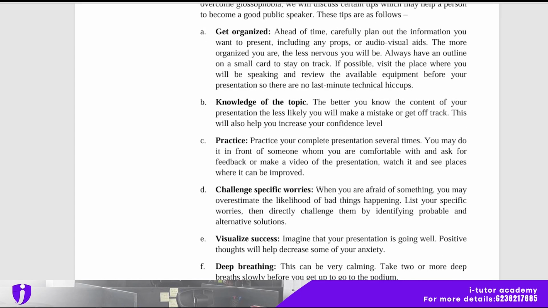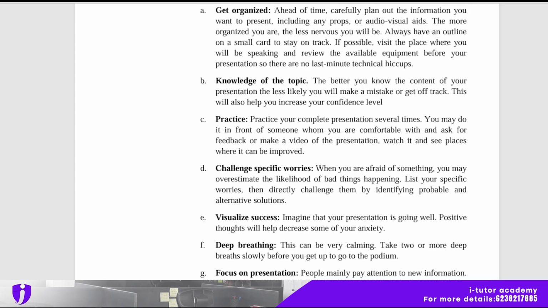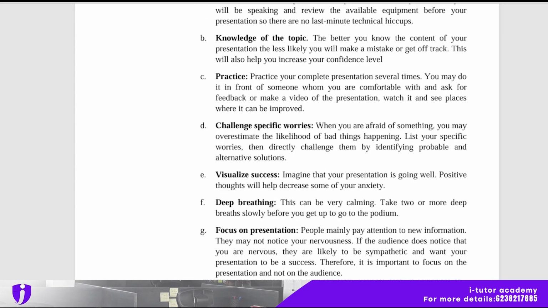So the first one is get organized. Ahead of time, carefully plan out the information you want to present, including any props or audio visual aids. Knowledge of the topic: the better you know the content of your presentation, the less likely you will make a mistake or get off track.